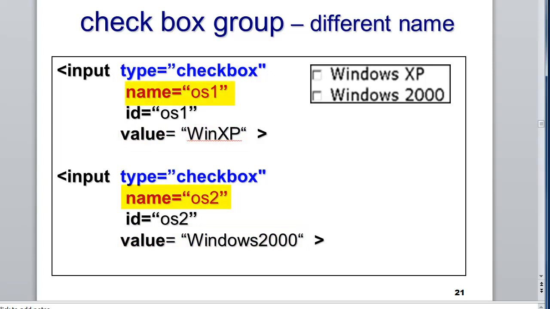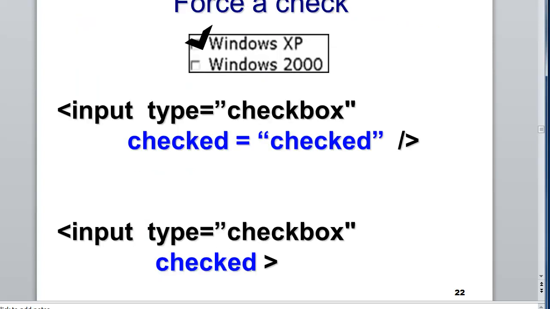It just depends on how the information is being returned when the information is sent. It will either be sent as single name-value pairs or one large name-value pair with multiple values connected with one name. Here again, we can force something to be checked by default with the checked attribute.